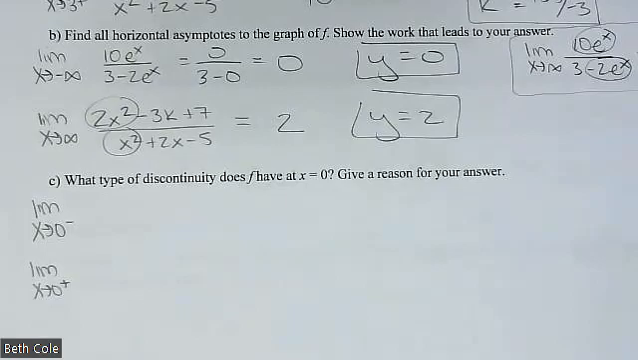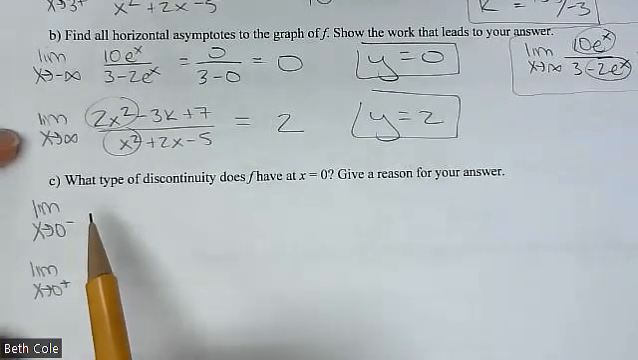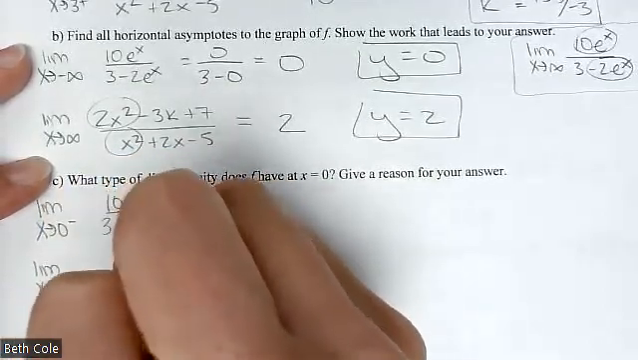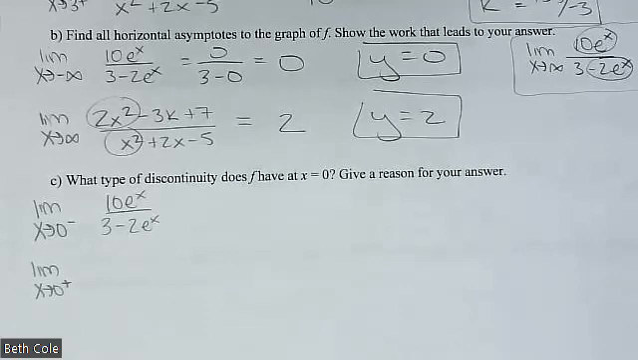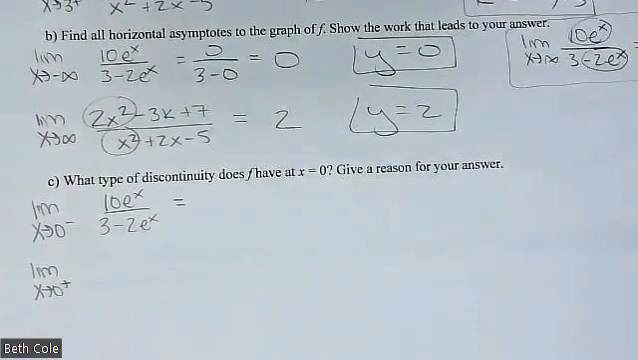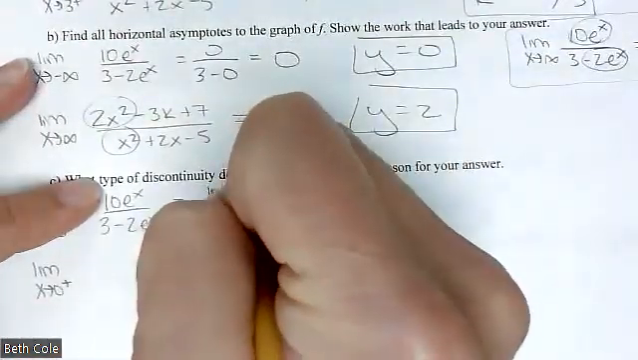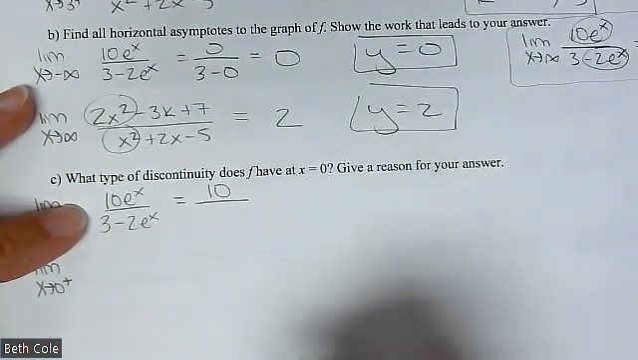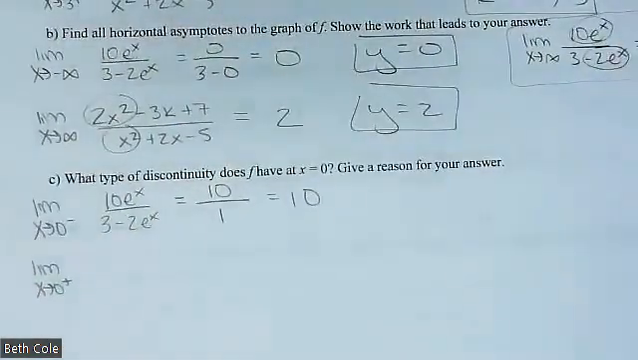So 0 from the left, which piece of the function are you going to use? First one, 10e to the x over 3 minus 2e to the x. You just have to do decision making, which I know is hard. And essentially, you're just going to plug in 0. Remember that the math you're doing is not difficult, right? If you plug in 0, what's e to the 0? 1. Anything to the 0 power is 1. So your numerator is 10, and your denominator is 3 minus 2, which is 1, so 10.